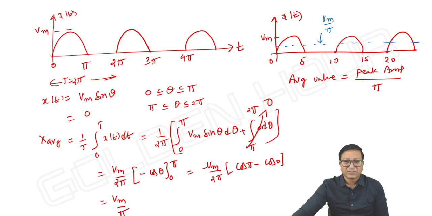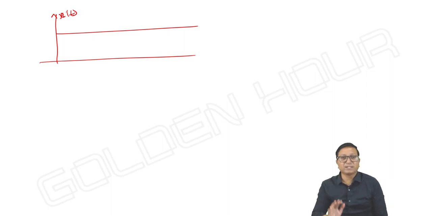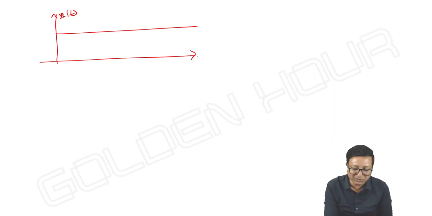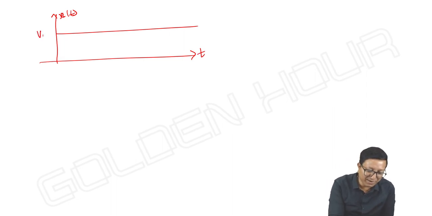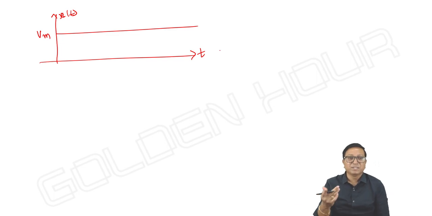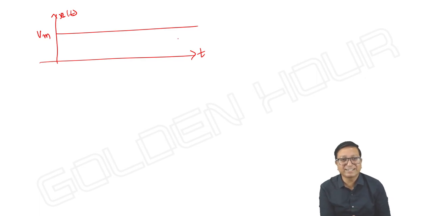Why? Suppose I have a signal like this. In a class, all are having 80 marks. Then what is the average percentage? That mark itself. Very simple. So if it has an amplitude of Vm for all time, then its average value is that signal itself. It is a DC signal. So that's why DC signal and X average both are one and the same.